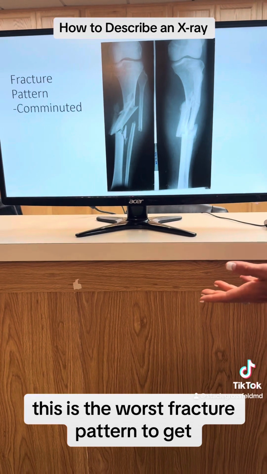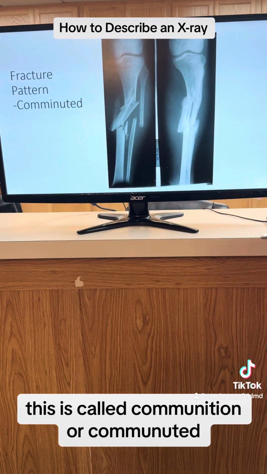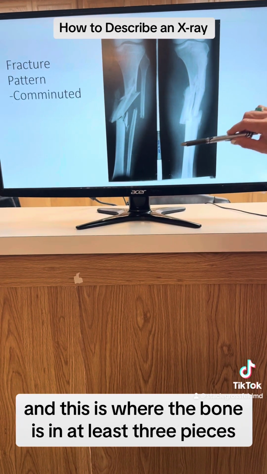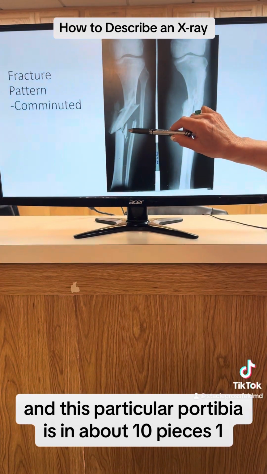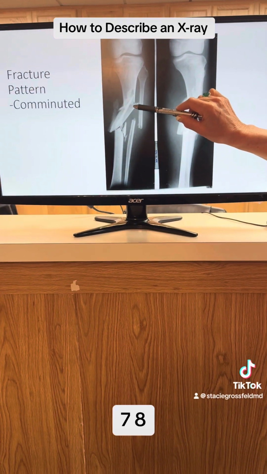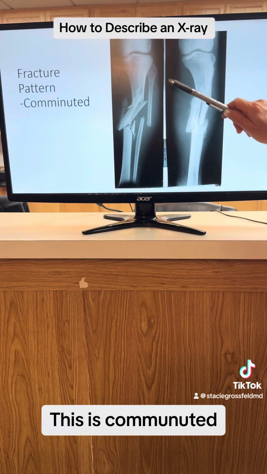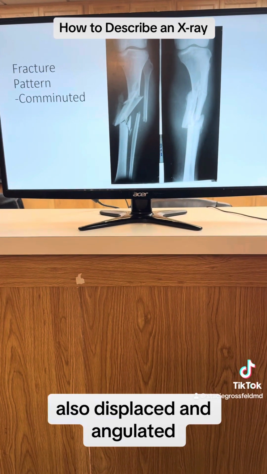This is the worst fracture pattern to get. This is called comminution or comminuted. And this is where the bone is in at least 3 pieces. And this particular poor tibia is in about 10 pieces. 1, 2, 3, 4, 5, 6, 7, 8, 9, 10. There's at least 10 fracture fragments here. So this is comminuted. Also displaced and angulated.